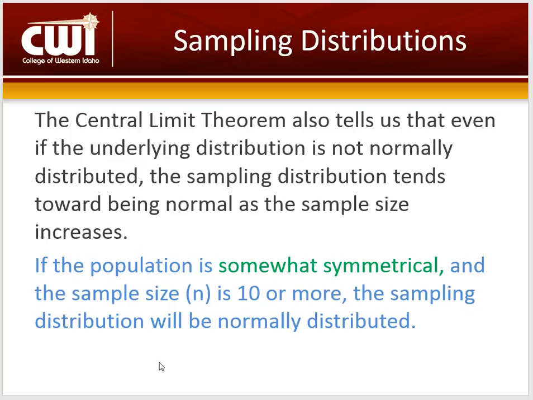If the underlying population is fairly symmetrical, a sample size of 10 or more will result in a normal sampling distribution. However, if the population is heavily skewed or bimodal or any other shape, it will take a larger sample size to ensure a normally distributed sampling distribution. For any population distribution, a sample size of 30 or more will allow us to assume normality in the sampling distribution.